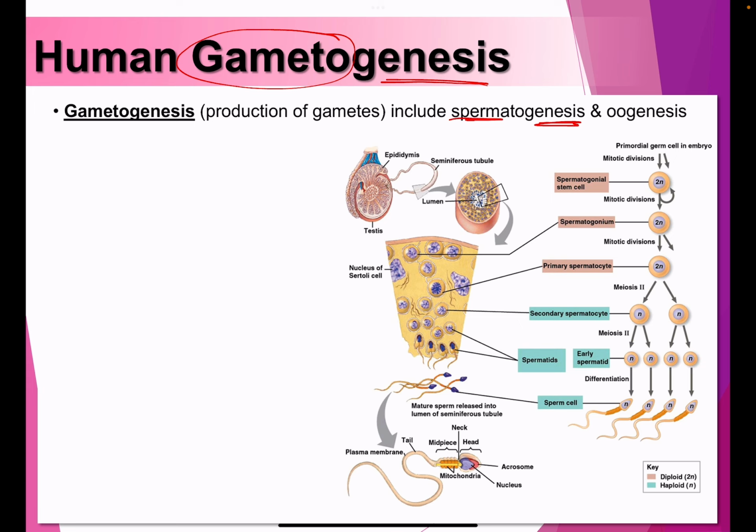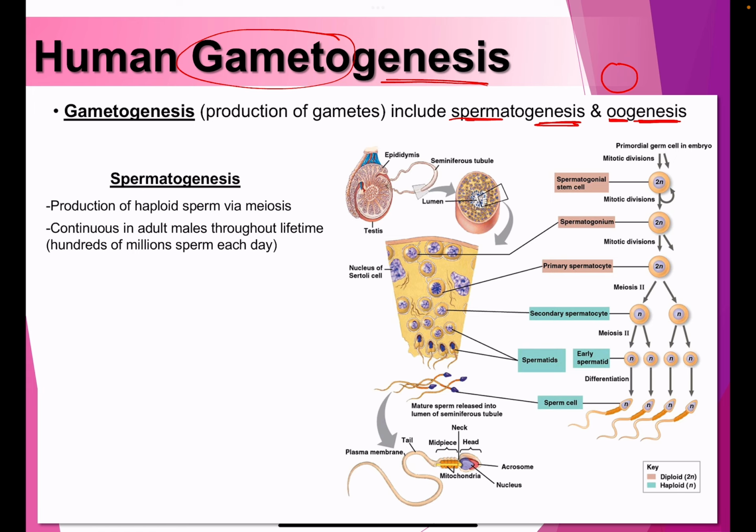For females, they have oogenesis, the generation of, it looks like an O, like a little egg. So that is for generation of egg. And then for spermatogenesis, you have to produce haploid sperm, of course, via meiosis. We already talked about that.